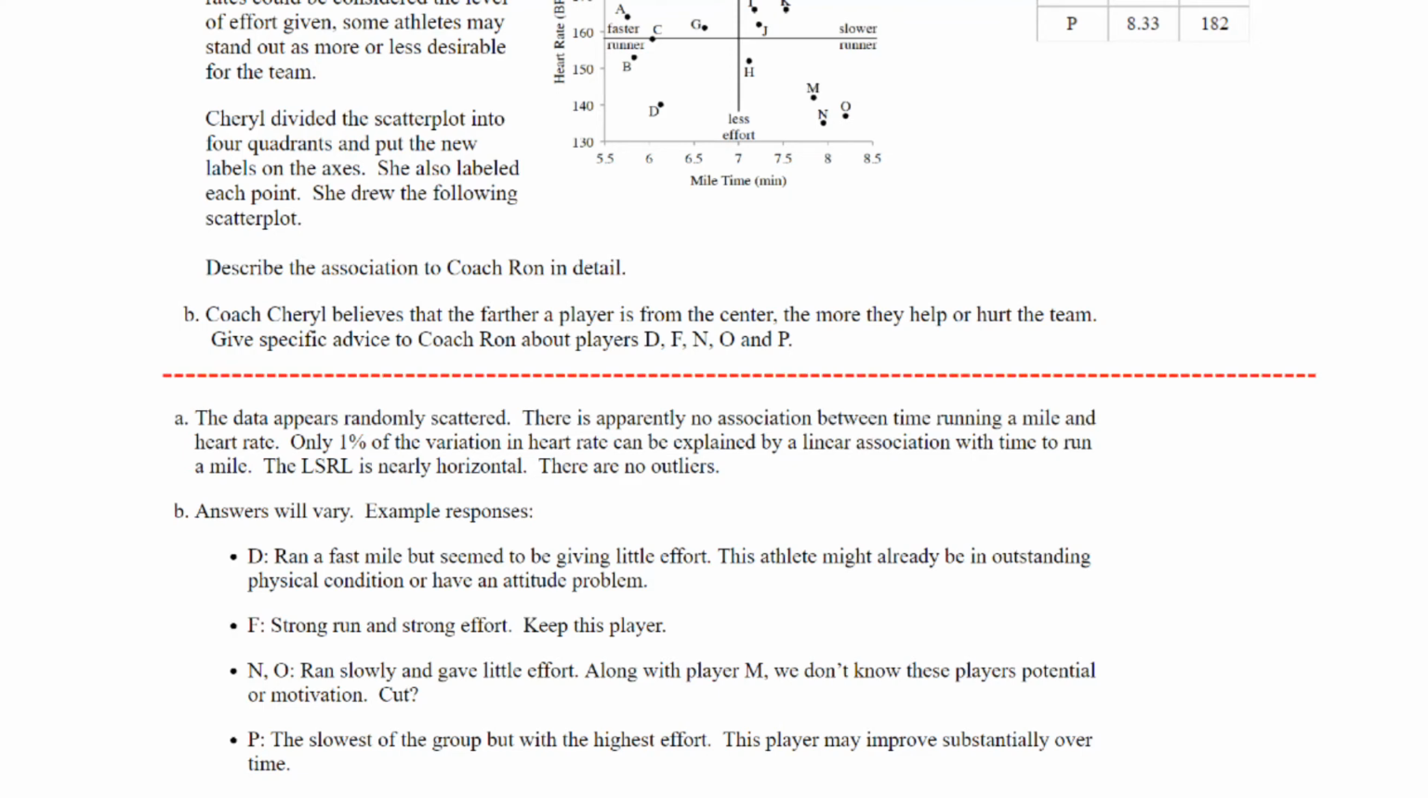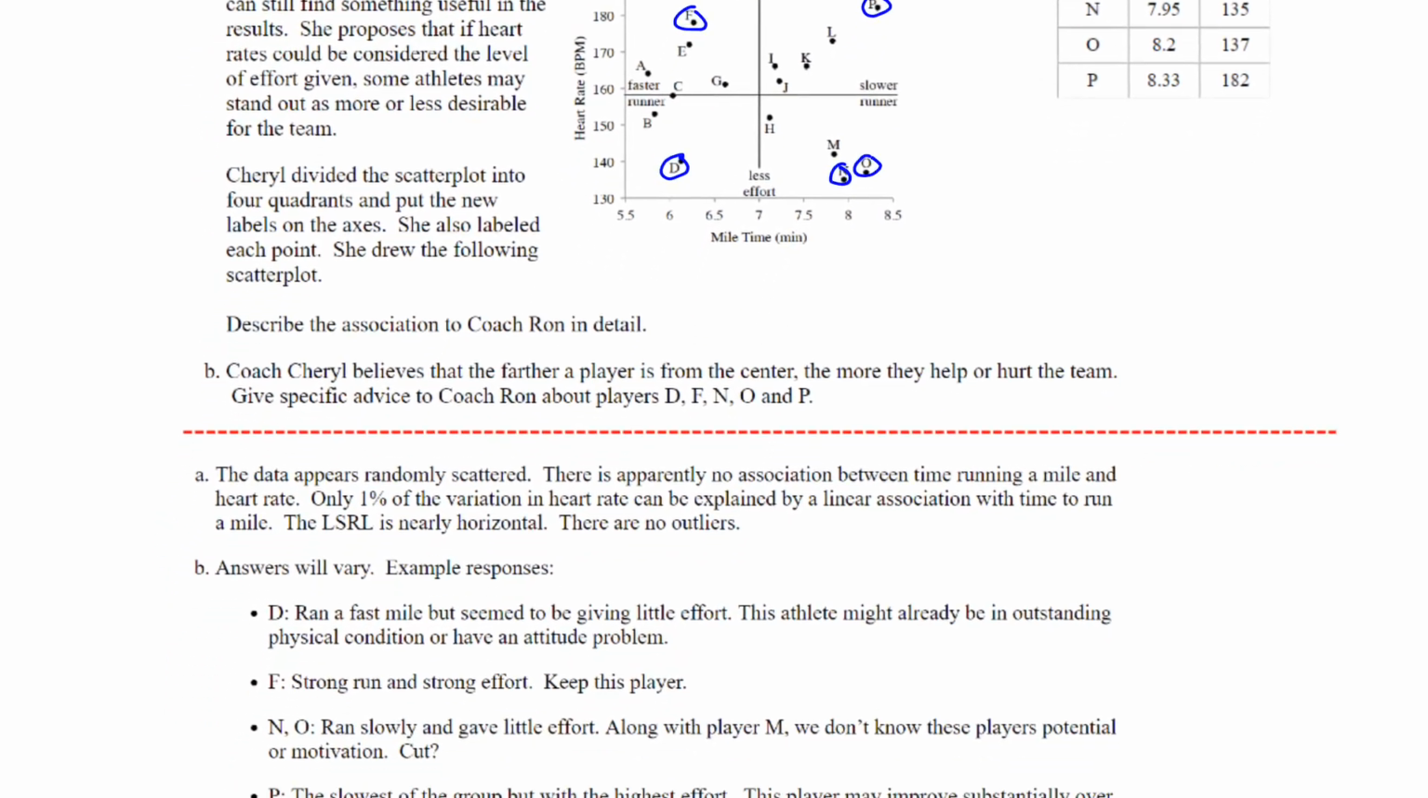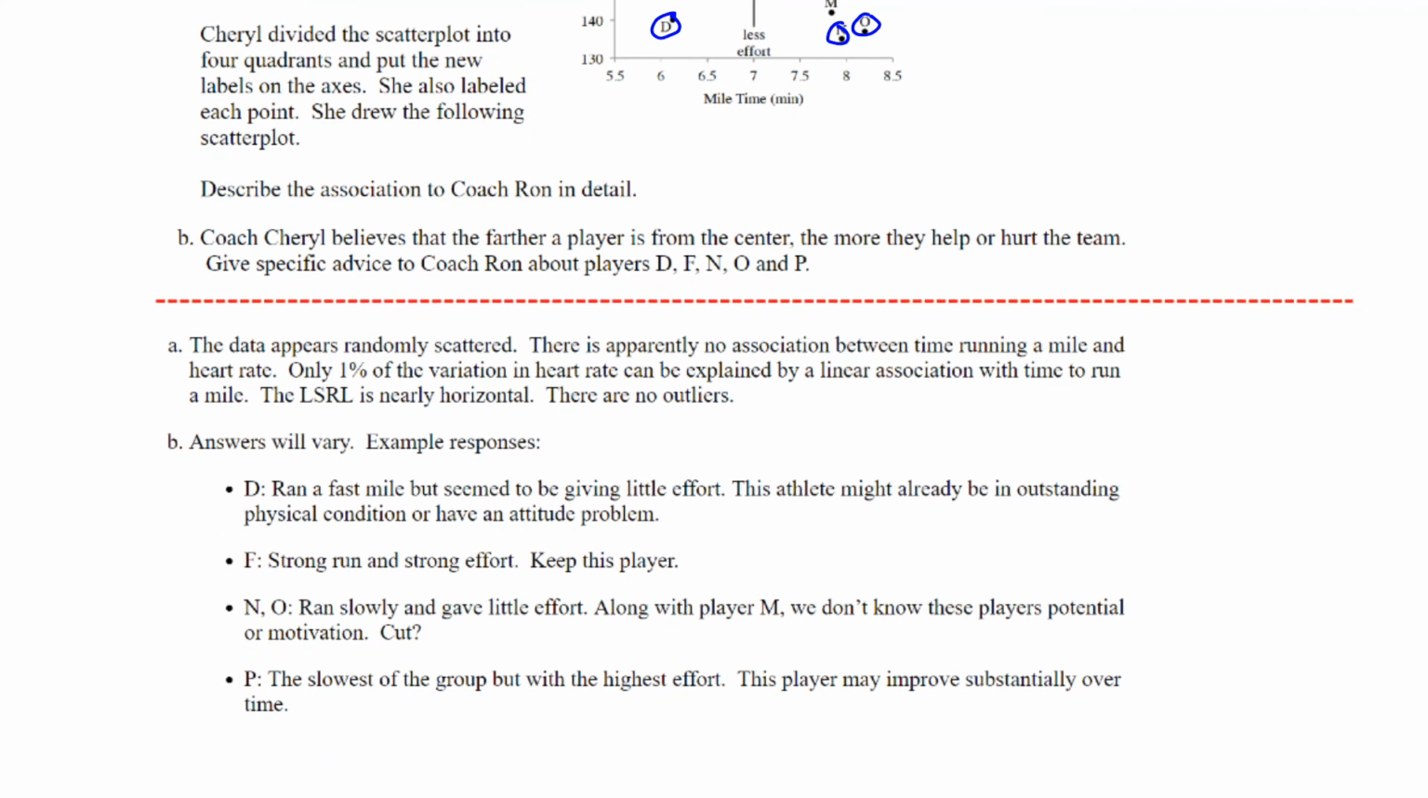Part B, Coach Darrell believes that the further a player is from the center, the more they help or hurt the team. Give specific advice to Coach Ron about players D, F, N, O, and P. So we're looking at these players right here. D, F, N, and O are right next to each other, close, and then P is up here in quadrant 1. So you're just supposed to give Coach Ron some advice based on those things. And once again, we can read below here as to what we're looking at.